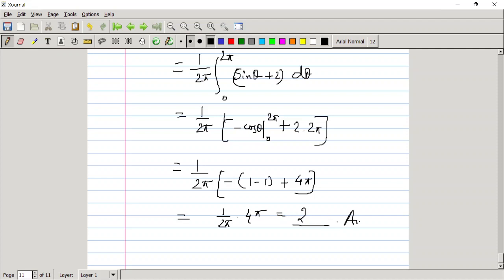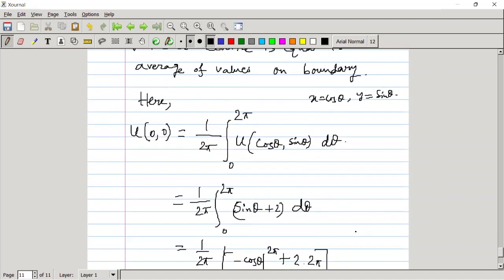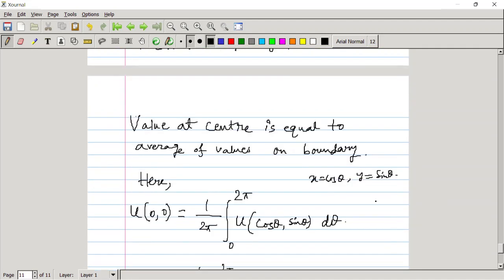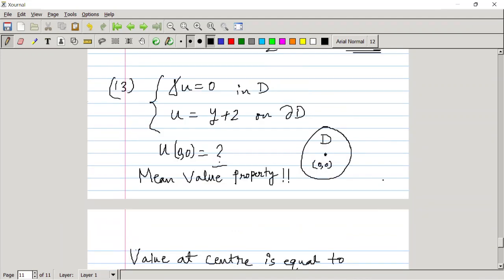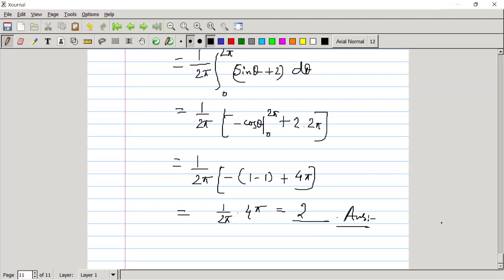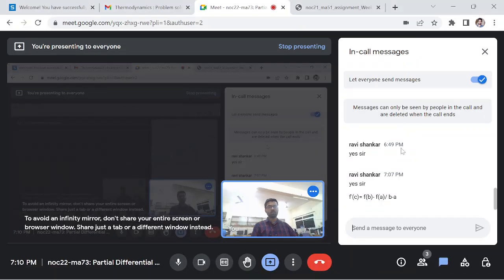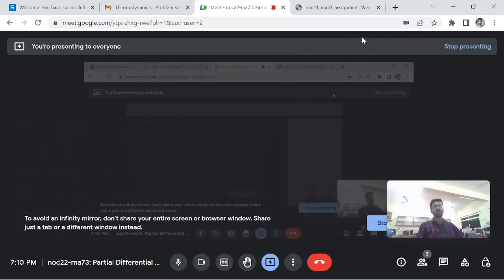Do you have any problem, any question? This is an easy problem. You just have to know the mean value property: the value at the center is equal to the average of the values on the boundary. Then you get v of 0, 0. Okay, Ravi.